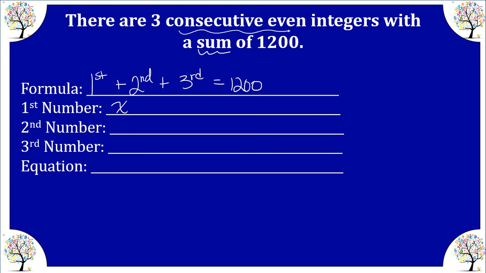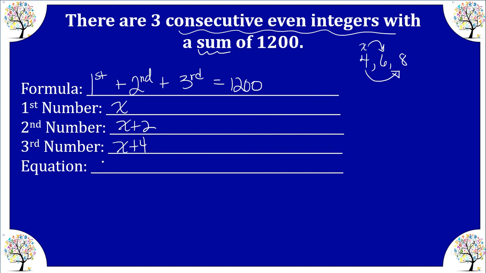Well, let's talk about consecutive even integers. So let's just write an example like 4, 6, and 8 would be 3 consecutive even integers. So if x stands for 4, what are we going to do to x to get to 6? Well, we're going to say x plus 2. And then to represent the third number, what are we going to add to x to get to 8? We're going to add 4.